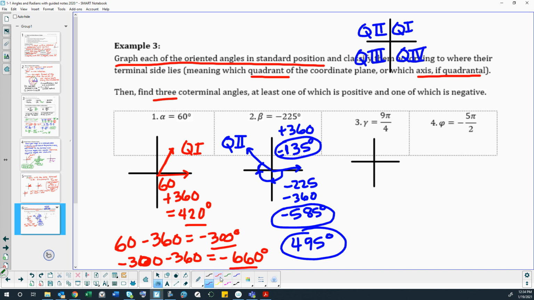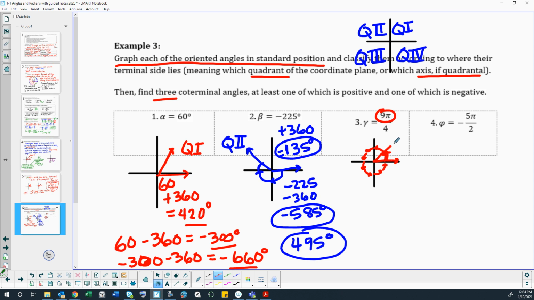So 9 pi fourths, we're going to start here. So pi fourths would be, remember that if we go straight across, that's half. No, that's a whole pi, correct? Because the whole thing is 2 pi. So this is pi over here. So this would be pi halves. So pi fourths would be in here. But we're not doing just pi fourths, we're doing 9 of them. So 9 pi fourths. So 1, 2, 3, 4, 5, 6, 7, 8.